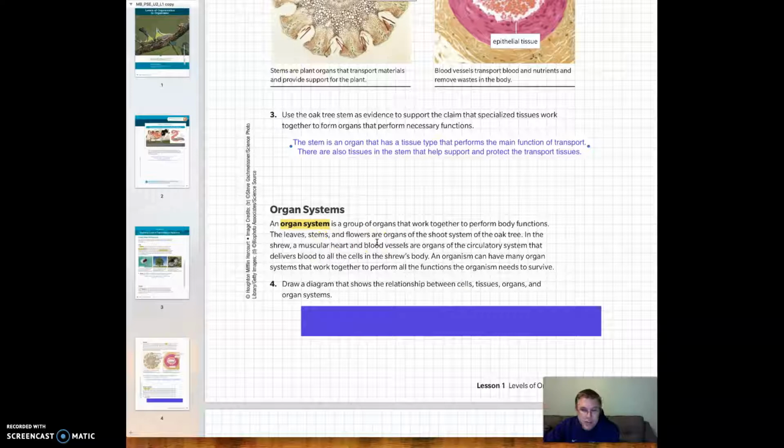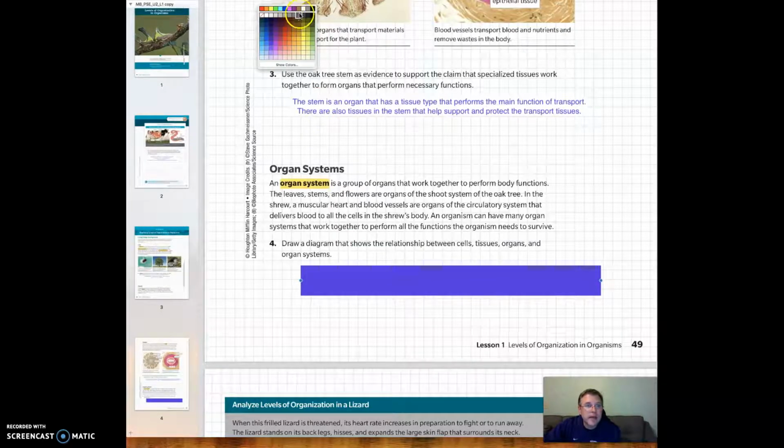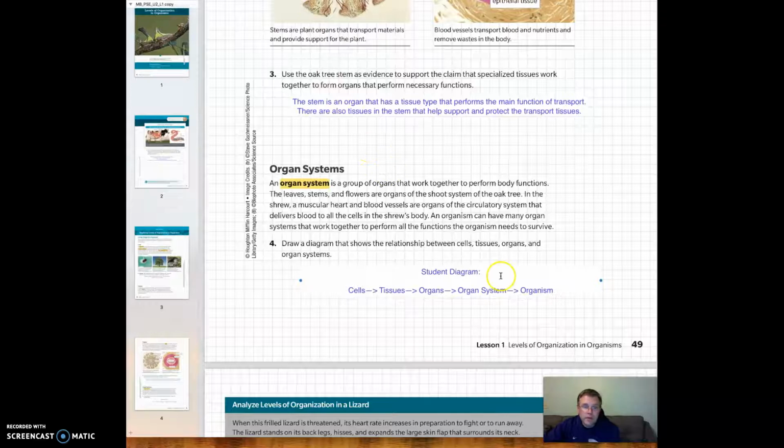Those are the shoots. For organ systems in animals, it talks about a bunch of them towards the end of this lesson, but circulatory system, muscular system, skeletal system, endocrine system, all kinds of different systems that we have in our bodies as animals. The question there says draw a diagram that shows relationships between cells, tissues, organs, and organ systems. I'm not going to draw out a fancy little diagram for you.